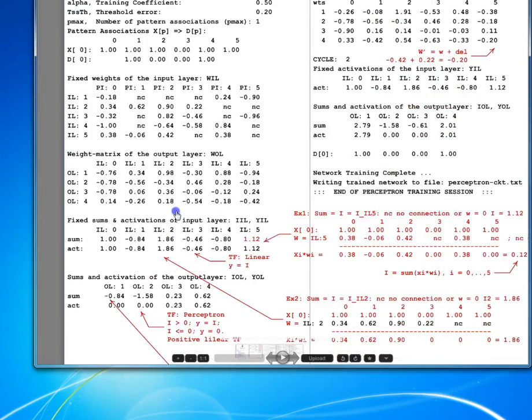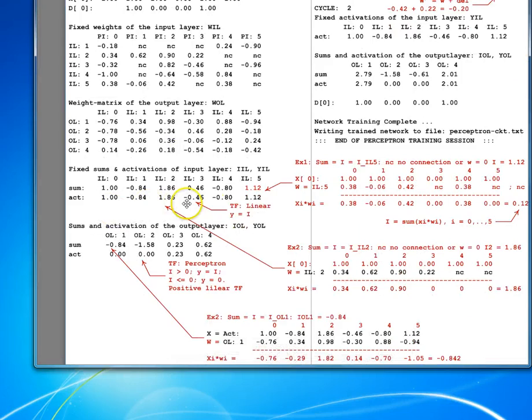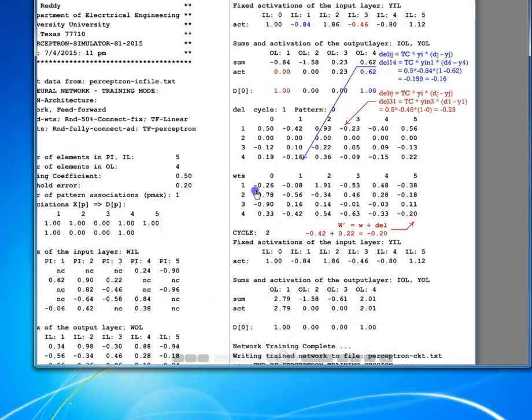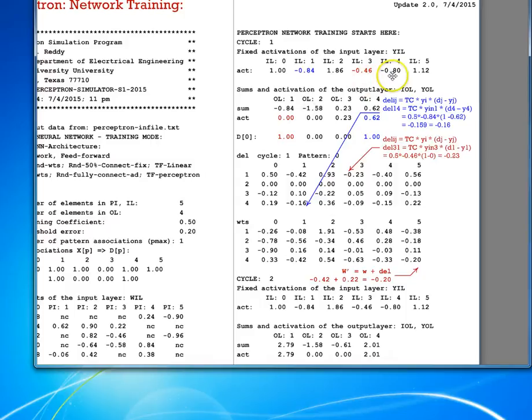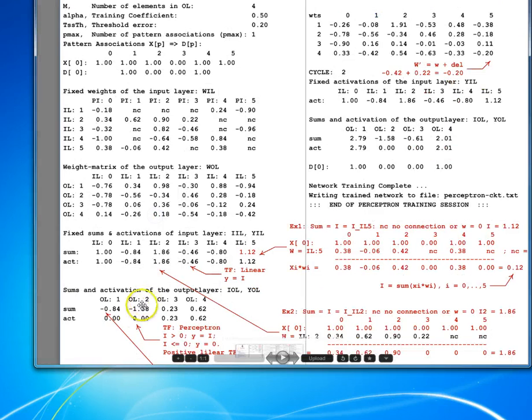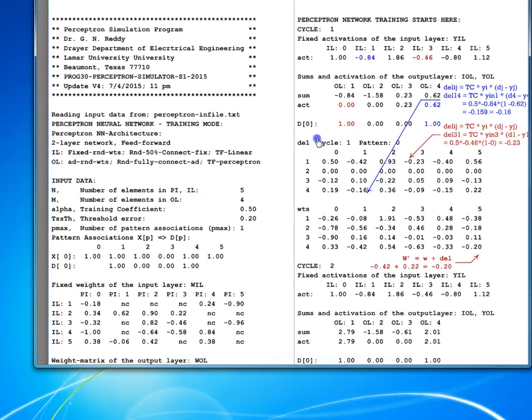They are computed only one time and they are fixed, and those values are the same as what are computed here. See 1.8, 4.86, 0.12, and those values are the same as what we have here. Those are fixed values. Now we have computed the sums and activations for the previous one. This is actually during a single cycle. This is what we have here, that is 0.02362 to start with.